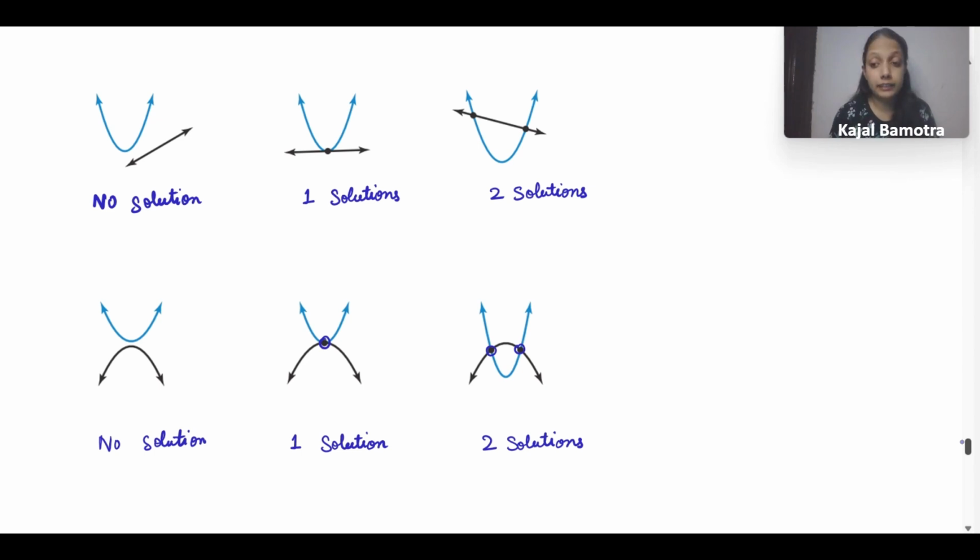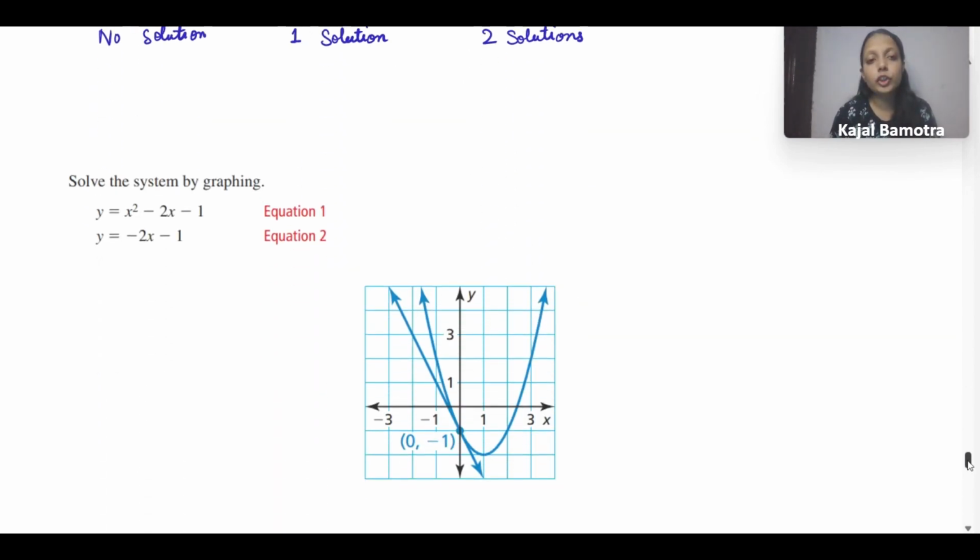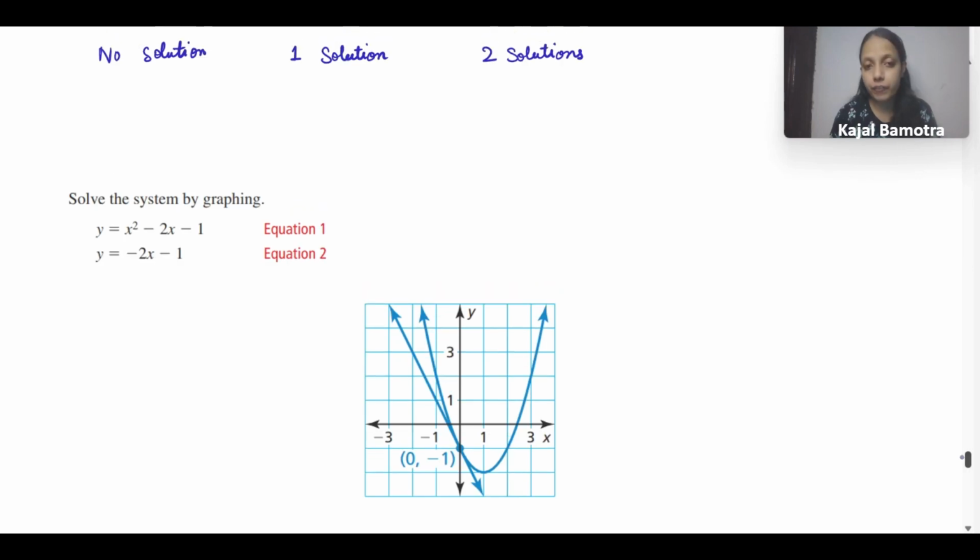Okay, let's see next. Solve the system by graphing. Here, one equation is this, the second equation is this. We have to solve them. How to solve it? This curve is y equals x squared minus 2x minus 1. And this line is y equals negative 2x minus 1. They are intersecting at this point, and the coordinates of this point are (0, -1).